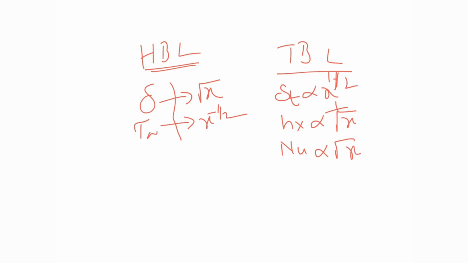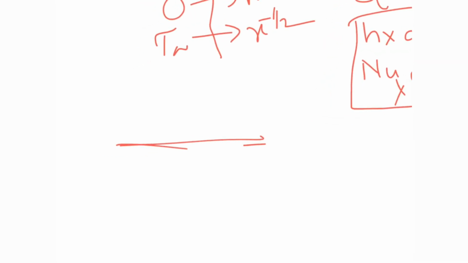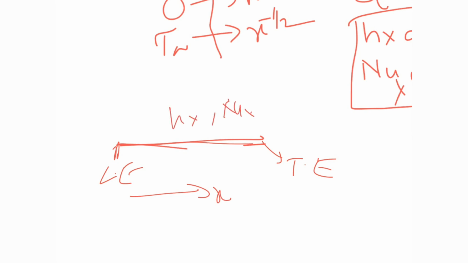Okay, now we have seen all these values with respect to x. Okay, if this is your flat plate, and this is the leading edge, this is trailing edge, and the variation is along the x direction. The values of hx, Nux, wall shear stress are varying with respect to x. Okay, but we have to find the average values of this throughout the length.